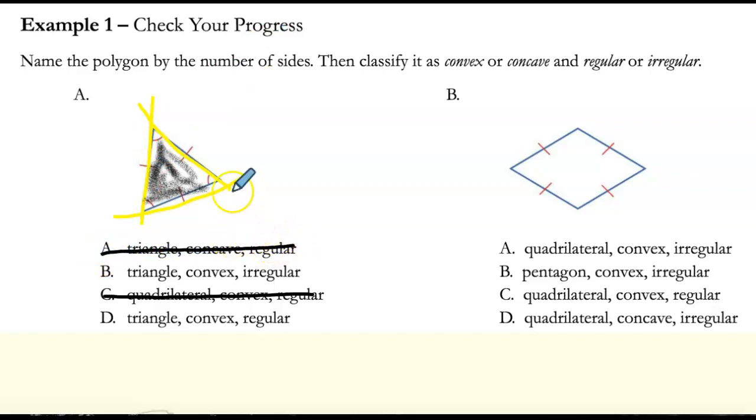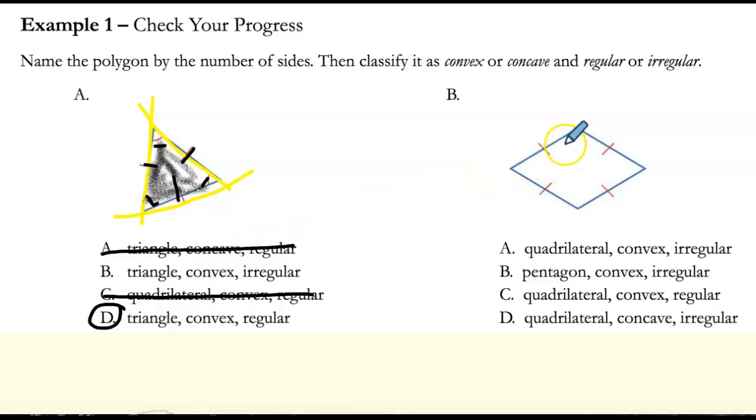And then if it's regular, the angles and the sides have to be the same. So let's check. These sides are all the same. These right here are the same. So this would be considered a triangle, a convex, and this time it will be considered a regular.